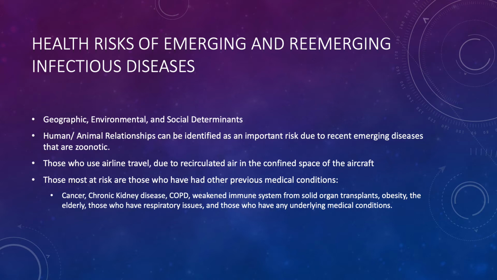Specifically, those who live in urban communities in close proximity to each other, and those in rural communities that might have a lack of resources. Human and animal relationships can also be identified as an important risk due to recent emerging diseases that are zoonotic, specifically COVID, which stems from a bat. Individuals who use airline travel might also be susceptible due to the recirculated air in the confined space. Exposed travelers to these airborne diseases might also risk exposing their population to novel diseases. Those who are most at risk are those who have had other previous medical conditions, cancer, chronic kidney disease, COPD, weakened immune system from solid organ transplants, obesity, the elderly, those who have had respiratory issues, and those who have underlying medical issues.